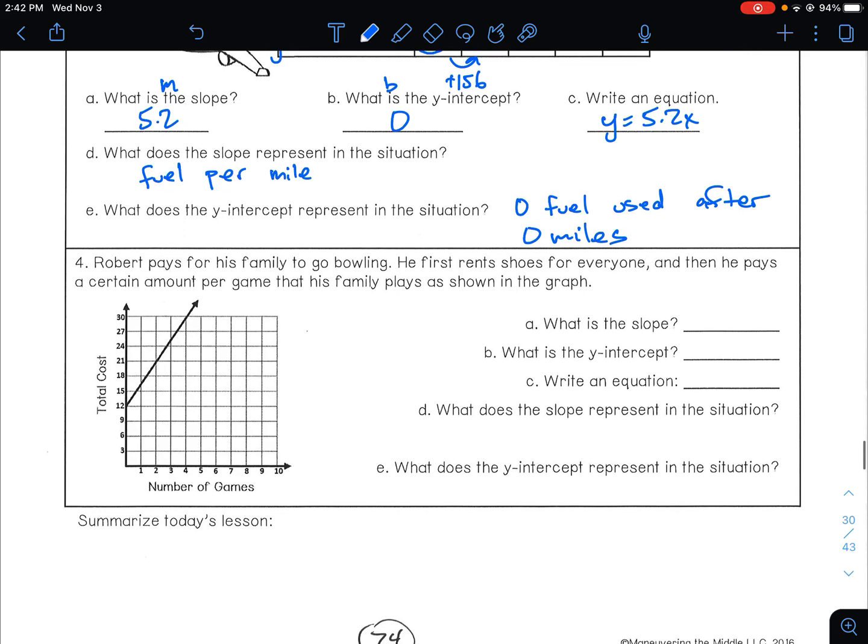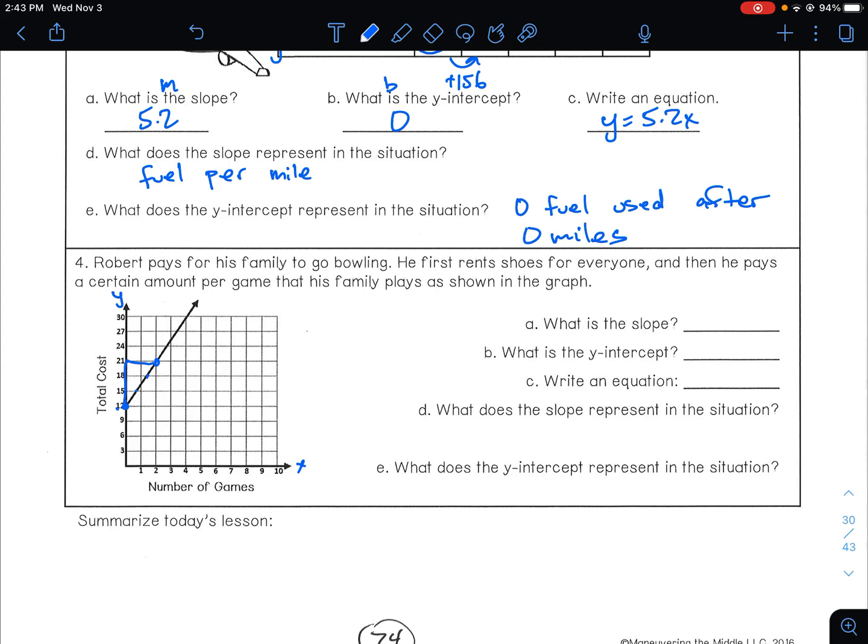All right, let's look at number 4. Robert pays for his family to go bowling. He first rents shoes for everyone, and then he pays a certain amount per game that his family plays, as shown in the graph. So here we have the number of games shown on the bottom. That's the x, and the y is the total cost. What is the slope? Well, let's figure out the rise over run. Looks like this is a good point to start, and then this is a good point. So we rise, it looks like we rise 3 and we run 2, but that's not true.